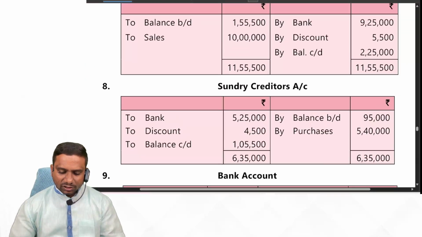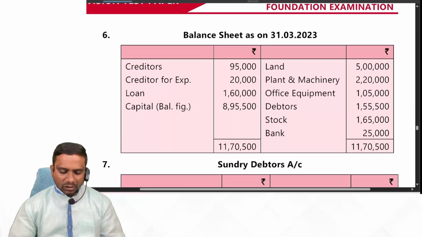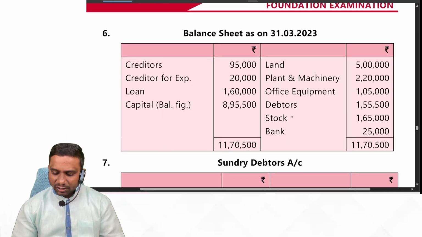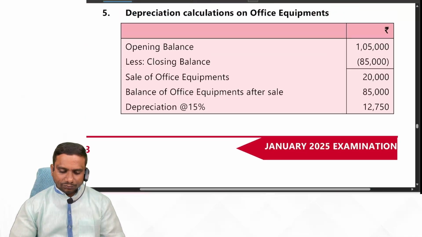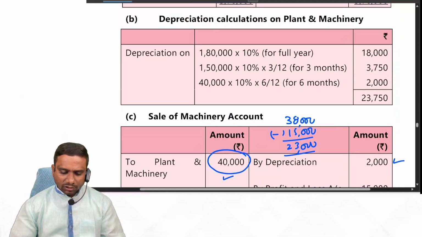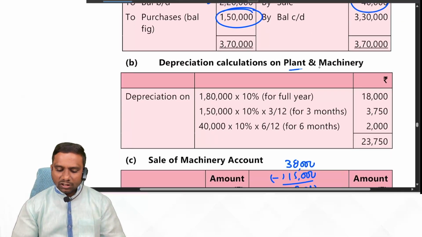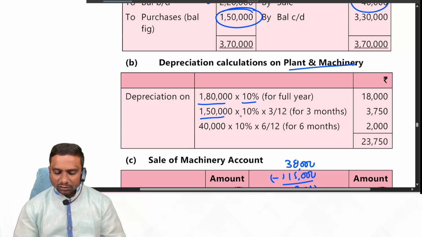Bank account, they have given sundry creditors, sundry debtors. Opening balance sheet, the important item is stock, 1 lakh 60. Next, depreciation on office equipment. Yes, this is also over. Depreciation on plant and machinery on 1 lakh 80,000. Full year depreciation on 1 lakh 50,000. 3 months depreciation 40,000, which we have sold, on that 6 months.